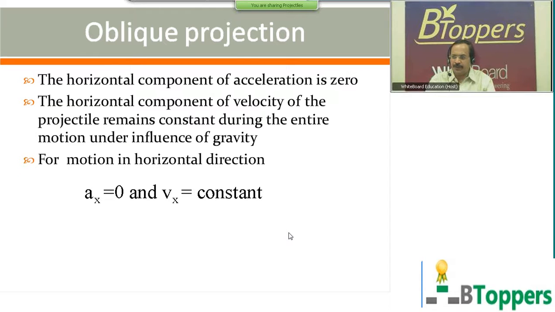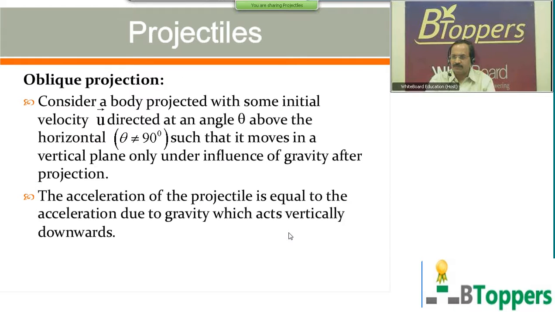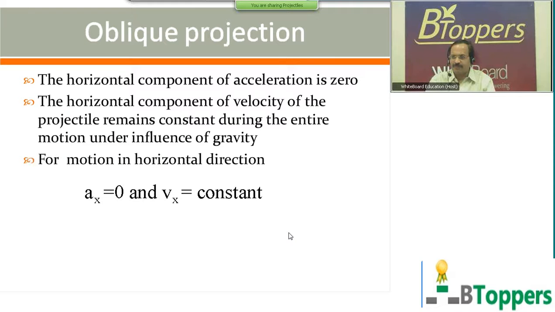For motion in the horizontal, we choose the point of projection of the projectile as the origin, and the horizontal direction passing through the point of projection as the x-axis and the vertical upward direction passing through the point of projection as the y-axis. The angle which the initial velocity u bar makes with the horizontal direction is called the angle of projection of the projectile, denoted by theta.